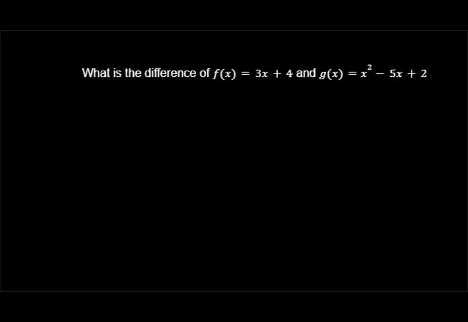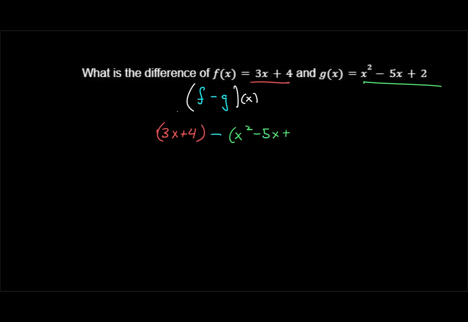In this example, we are supposed to find the difference between the functions f of x and g of x. Difference is a math word for subtraction, so what it's asking us to do is find f minus g of x. So in order to do this, we literally take the f of x equation, which is 3x plus 4, and we subtract the g of x equation, which is x squared minus 5x plus 2.